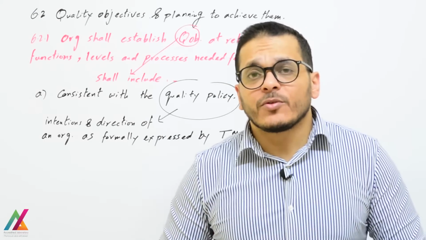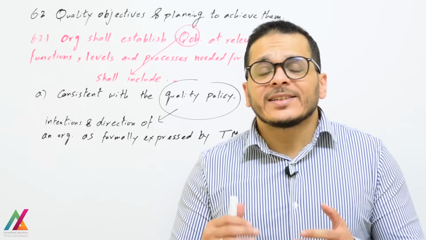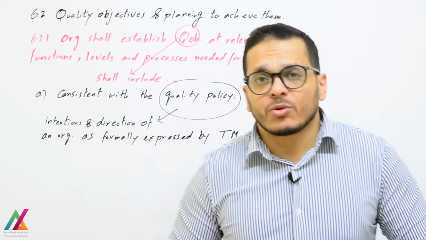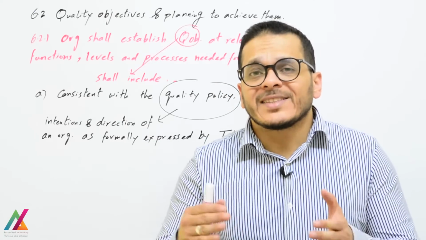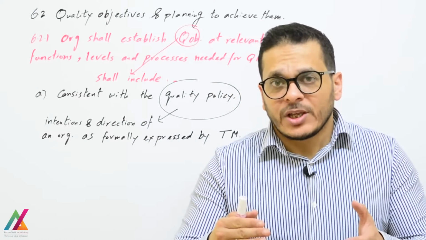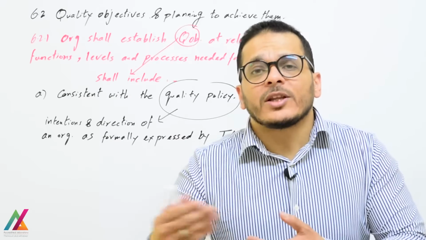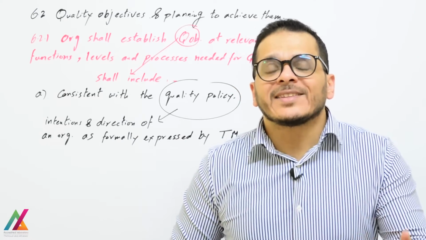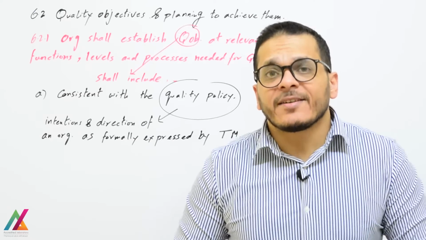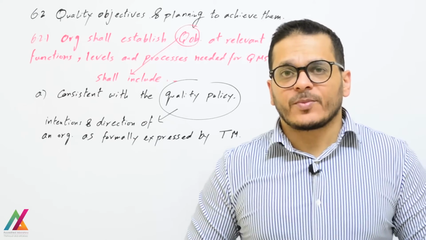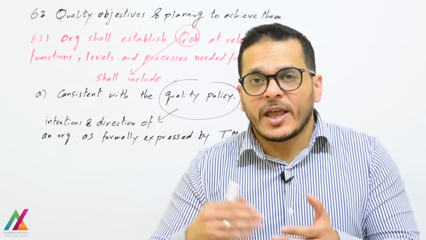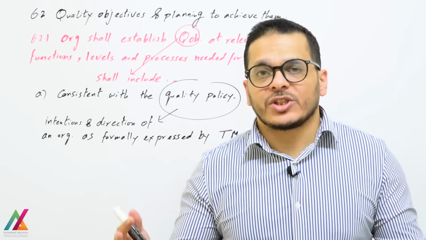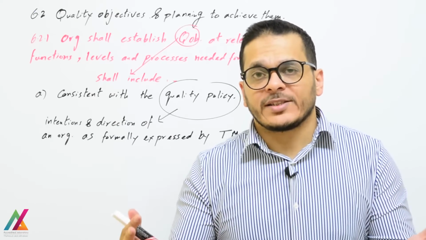As I explained before, you should identify or determine the context of the organization. What are the internal and external issues that can affect the quality of product or service provided to the customer, and also what are the interested parties relevant to the organization, to be able to determine the quality policy of the organization.